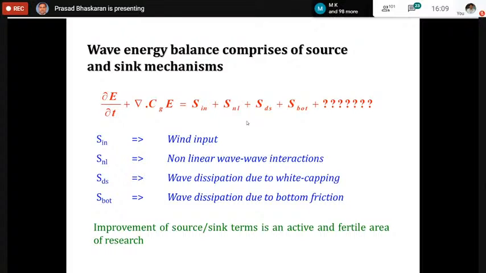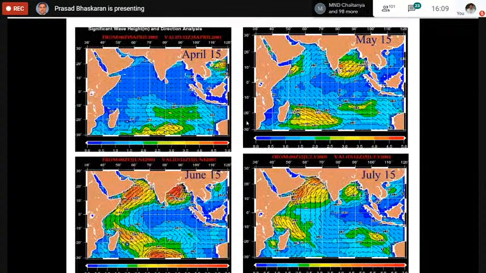The young researchers should think about how we can come out with a better formula. Today we already have formulas, but there is scope for improvement. We have to see how we can come out with better formulations so that you can add new knowledge to the subject.